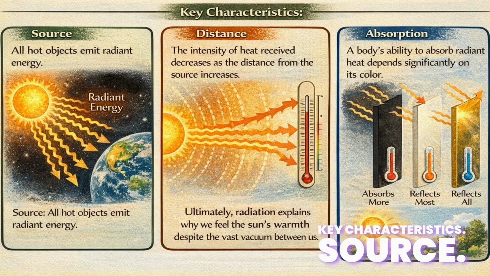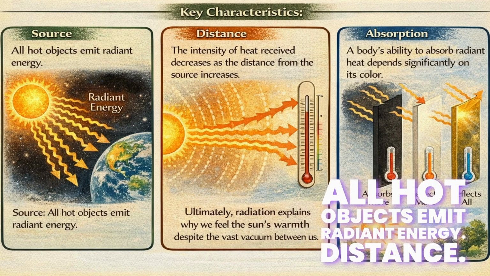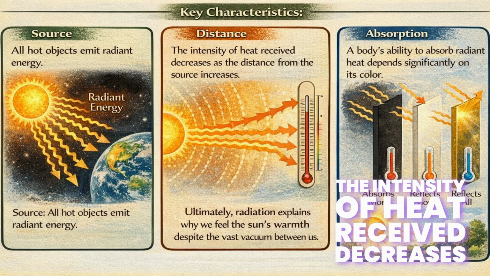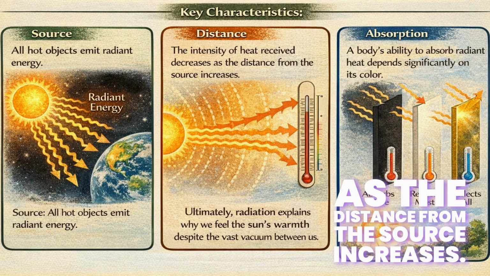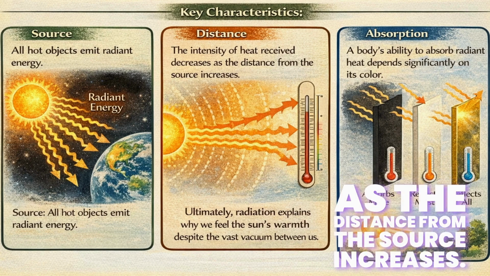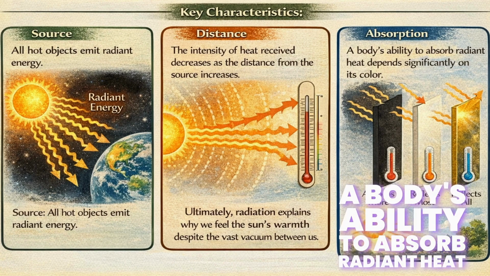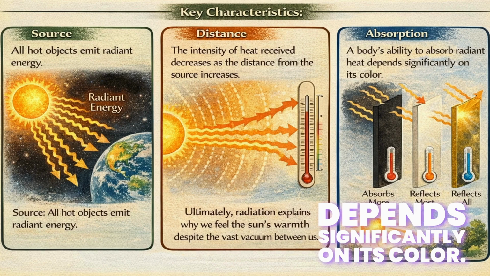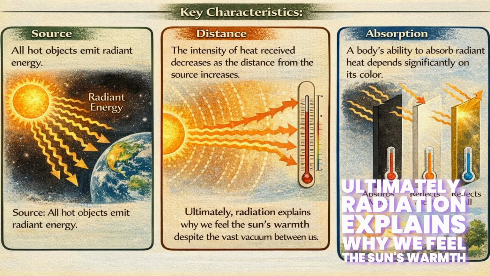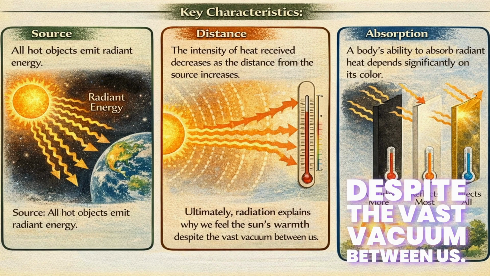Key characteristics: source: all hot objects emit radiant energy. Distance: the intensity of heat received decreases as the distance from the source increases. Absorption: a body's ability to absorb radiant heat depends significantly on its color. Ultimately, radiation explains why we feel the sun's warmth despite the vast vacuum between us.